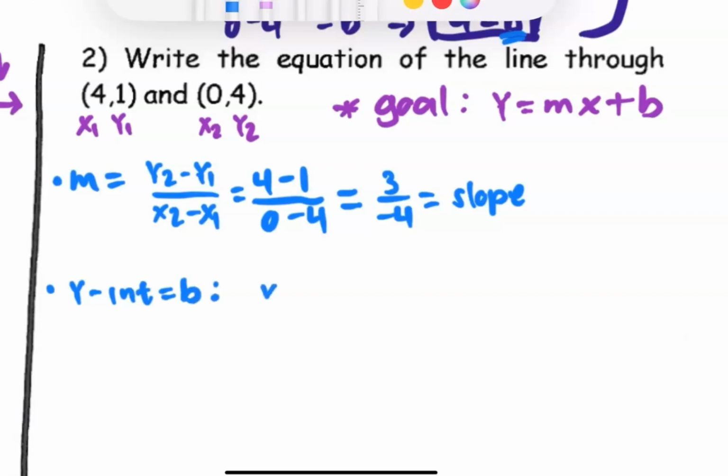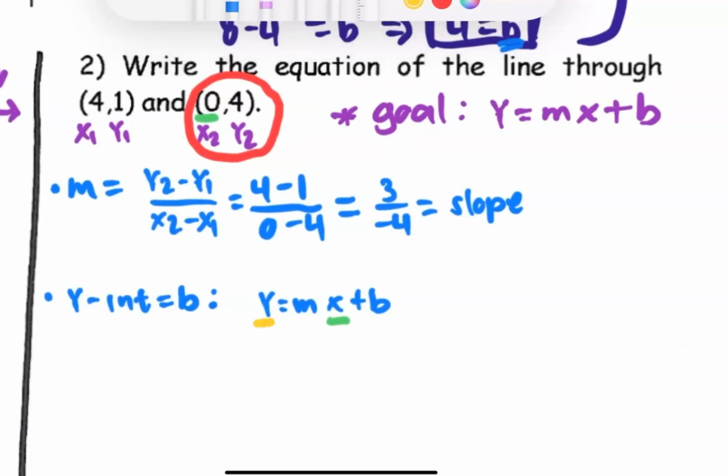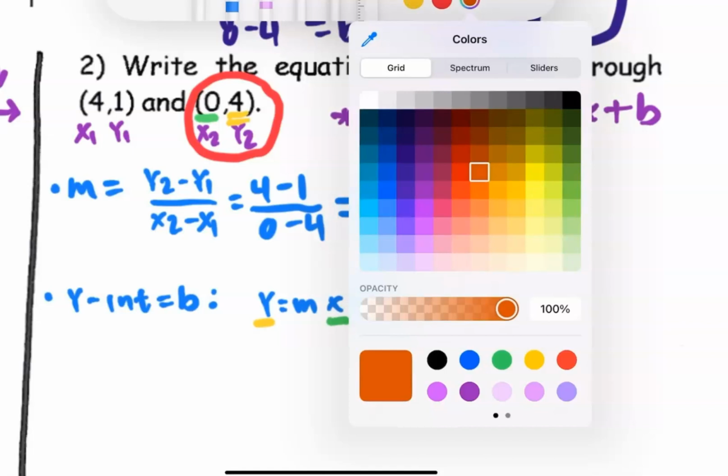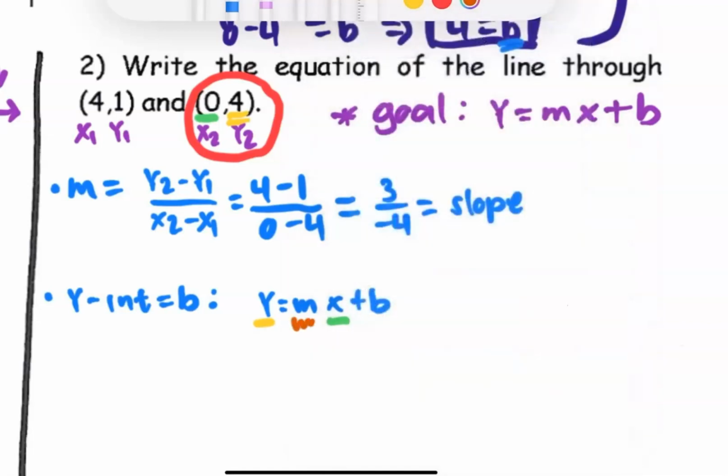For that, we need the equation y is equal to mx plus b. I'm going to choose a number to work with it. And let's see, I want to use x2 and y2. So instead of saying x, I'm going to say the x number. Instead of saying y, I'm going to say the y number. And last but not least, instead of saying m, I'm going to go ahead and say my slope, which is here. So if you're ready, let's go ahead and plug in the numbers.